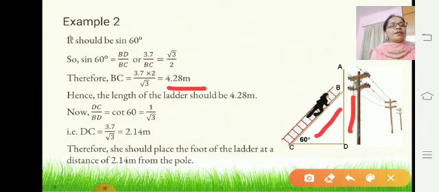Now we need to find out CD. Since you already know in this right angle triangle the length of BC and BD, you can use either the Pythagoras theorem or any of the trigonometric ratios to find out CD. And once you substitute the values, you get the answer, which is 2.14 meters distance from the pole.